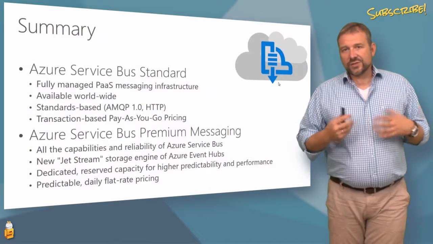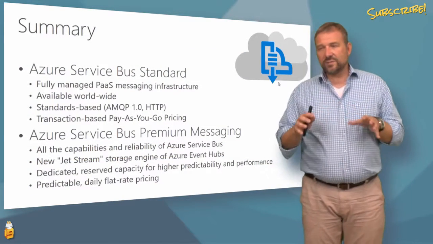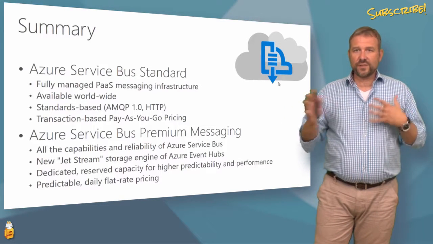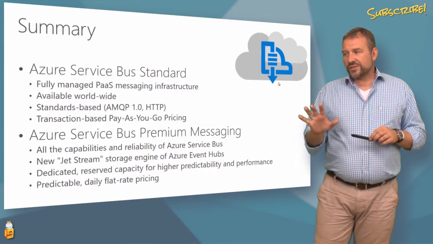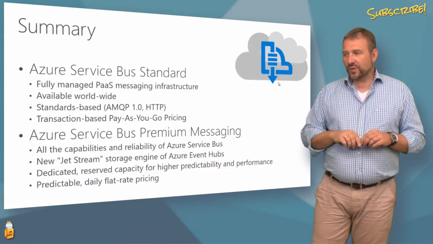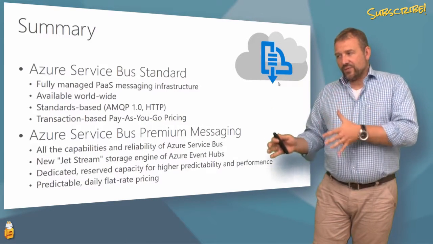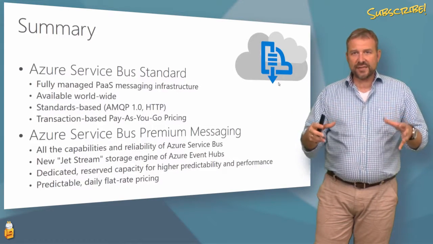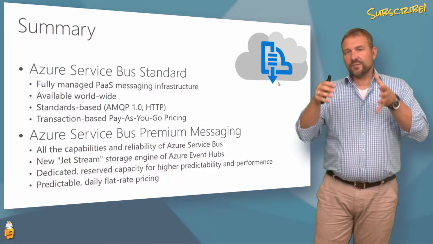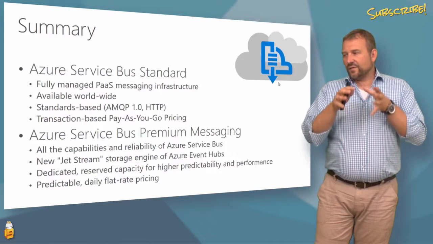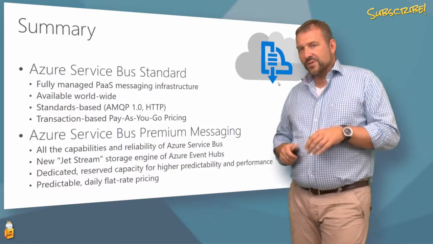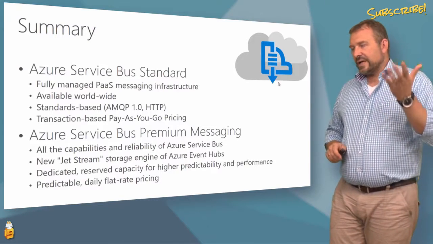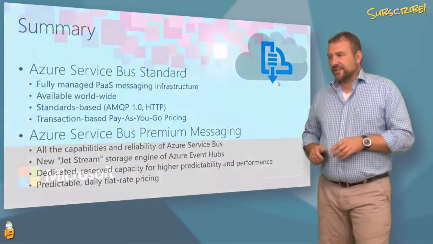So, summary: Service Bus Standard, fully managed PaaS infrastructure, available worldwide, wherever you want it, 15 plus data centers around the world, fully standards-based, pay-as-you-go pricing. And then premium, you get the cluster within a cluster, all the capabilities and reliability and all the management advantages of a PaaS infrastructure, but you get reserved capacity for higher predictability, higher performance through the new high-speed storage engine, and of course, predictable flat rate pricing.